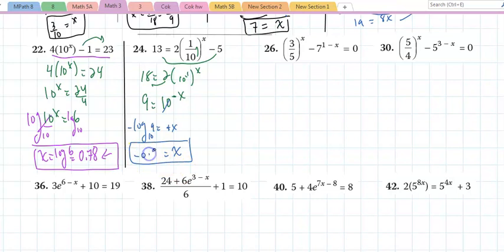Negative 0.95. So I could always check my work by plugging 0.95 for x and doing the right side. I should get a number very close to 13. And here's the worst case scenario.